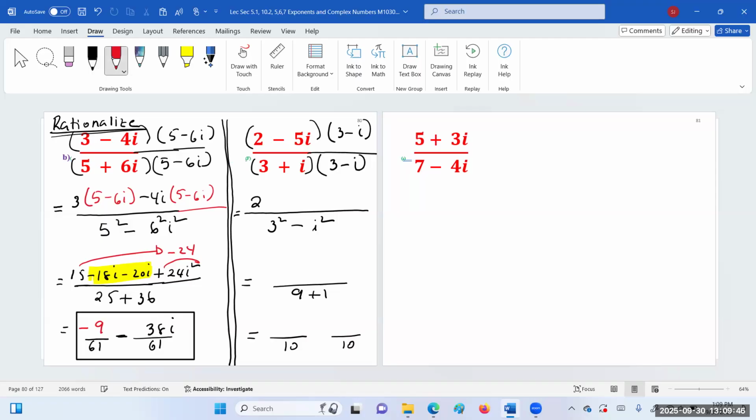So you do 2 times 3 minus i, minus 5i times 3 minus i. So what do you get? 6 minus 2i, then minus 15i plus 5i squared.